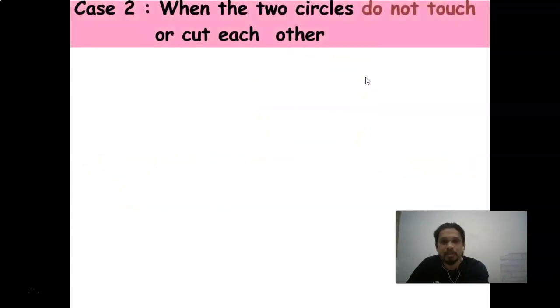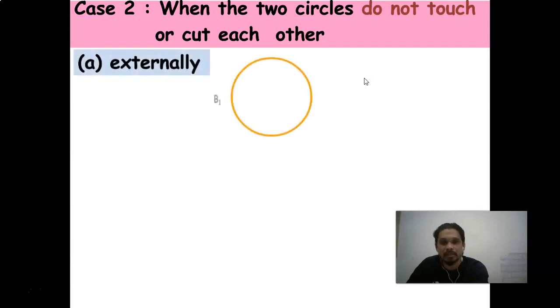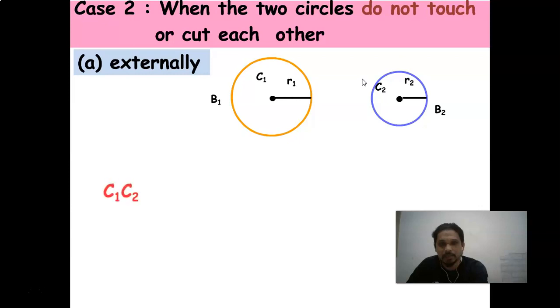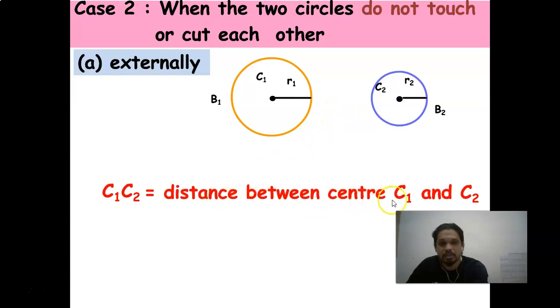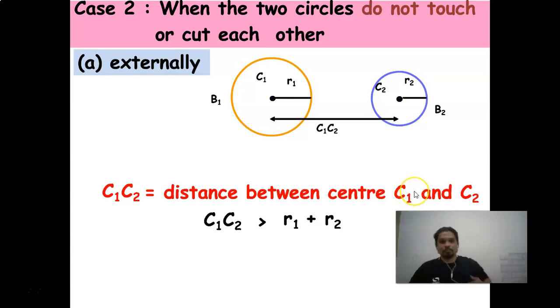And when two circles do not touch or cut each other externally, we call the distance from center 1 to center 2 here, the distance between C1 and C2, is greater than R1 plus R2.